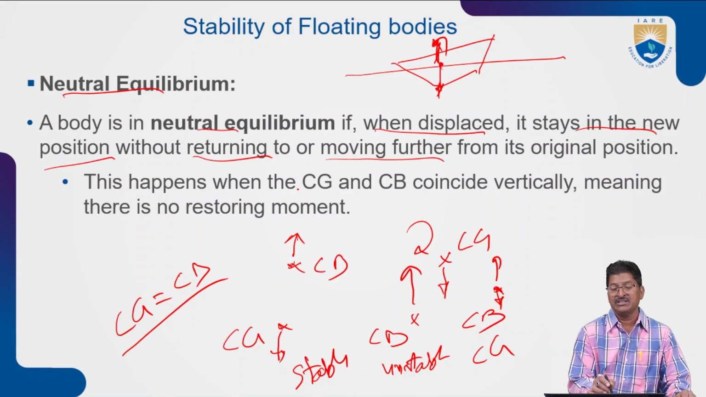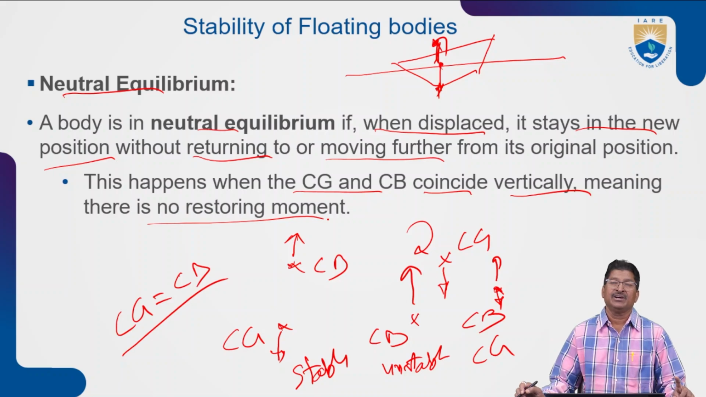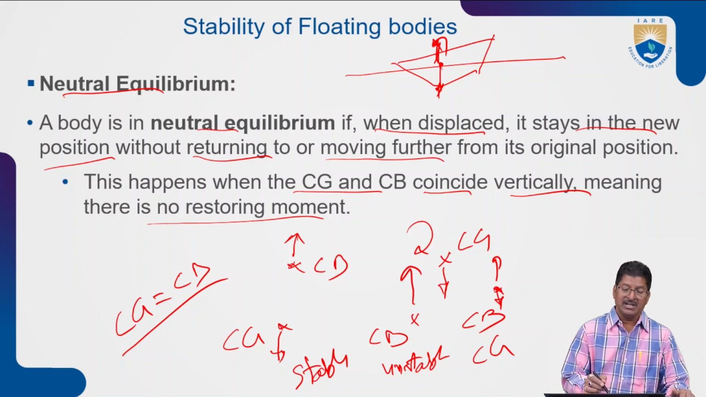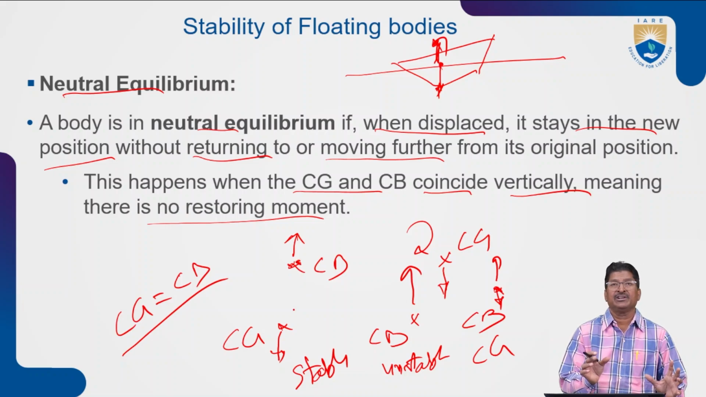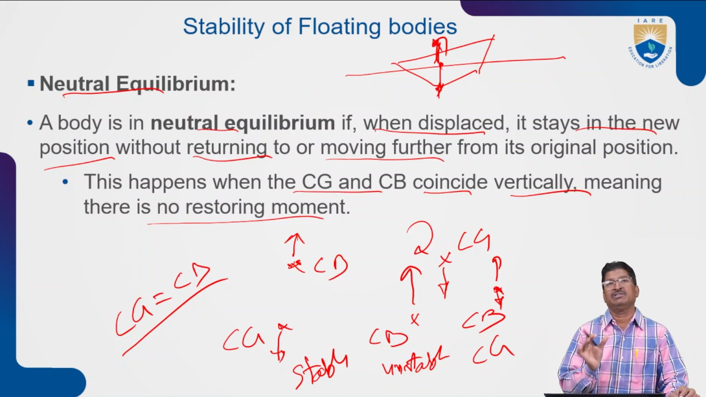This happens when CG and CB coincide vertically, meaning there is no restoring moment. So here the restoring moment will not occur, unlike stable equilibrium. With different points, whenever you give a small tilt, it restores. Whenever it is unstable, it sinks. Whenever there is no restoring moment, it neither regains the original position nor sinks, because equal and opposite forces are acting at the same point. So even with a small displacement, the ship will stay in that small displacement only. It will never regain its original position.